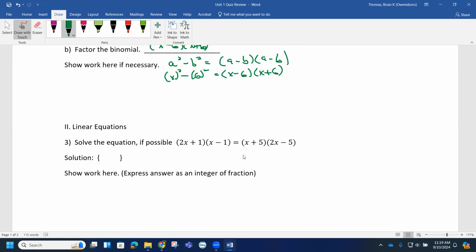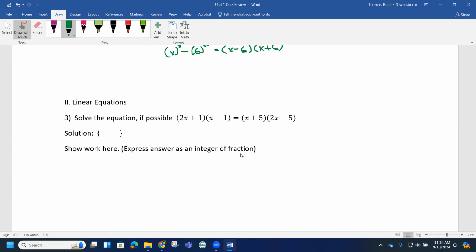So our next question says we have linear equations. Solve the equation if possible. Right now, I've got 2x plus 1 times x minus 1, and it's going to equal x plus 5 times 2x minus 5.